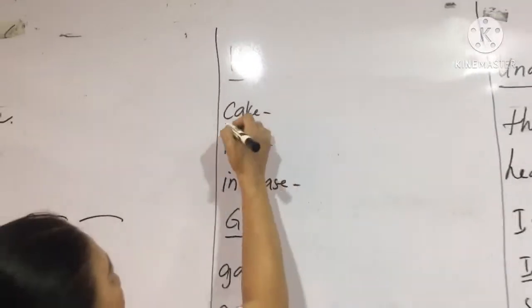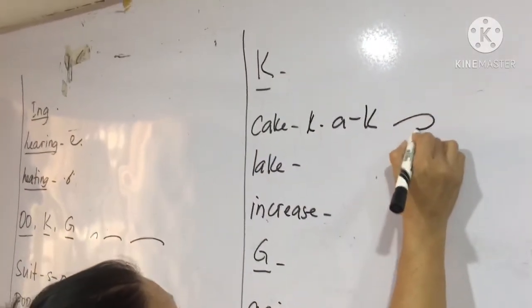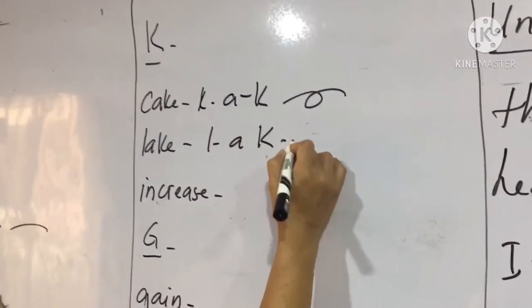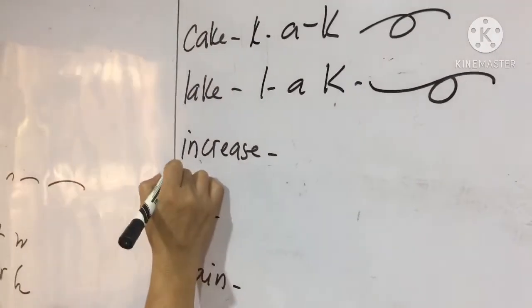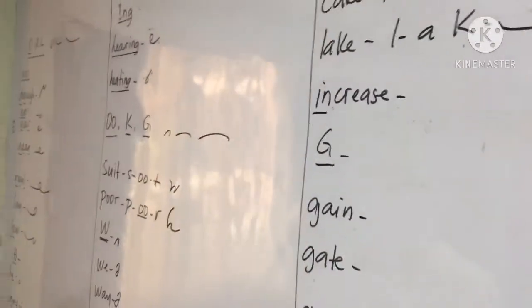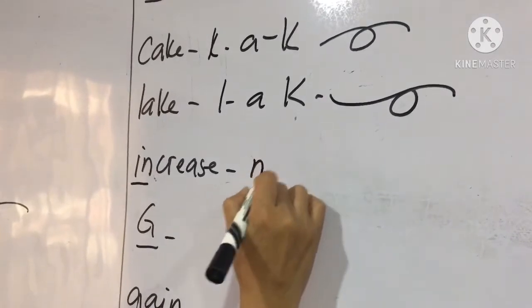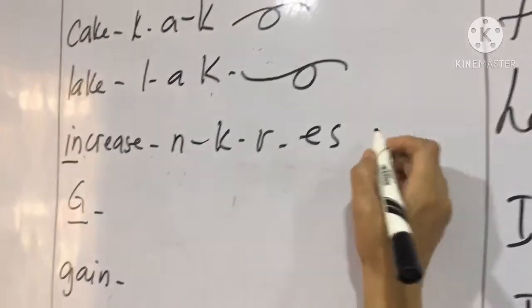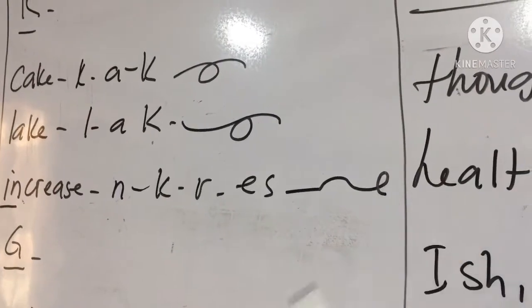Let's proceed to the letter K. We have cake. So we have letter K, A, and K. For the lake, we have L, A, and K. We have L, then clockwise A and K. For the increase, in the word beginning in, as increase is also represented by N. So we have letter N, K, R, E, and S. So we have to combine these strokes. We have N, then letter K, R, then counterclockwise E, and left S.